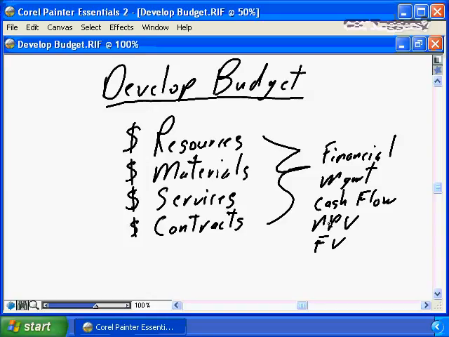And the key is you need to ensure you're addressing all of the financial budgets, that you're looking at the total life cycle.